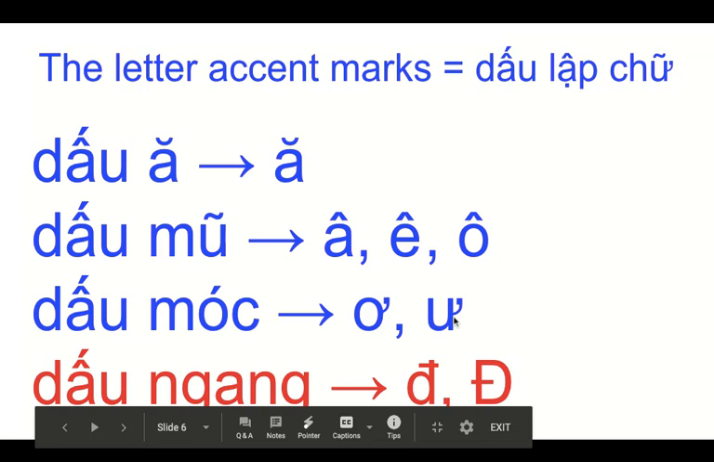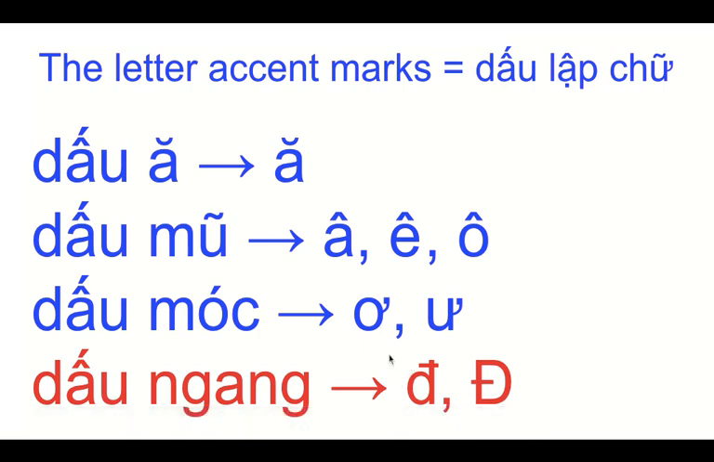Okay, so different letter. Dấu ngang is for the D in English. In Vietnamese, we have two Ds. We have the one without dấu ngang. Dấu ngang is the dash. Without dấu ngang, it's pronounced yeah in the South. In the North, people use the Z sound, z. With the dash, with the dấu ngang, it's the hard D sound.